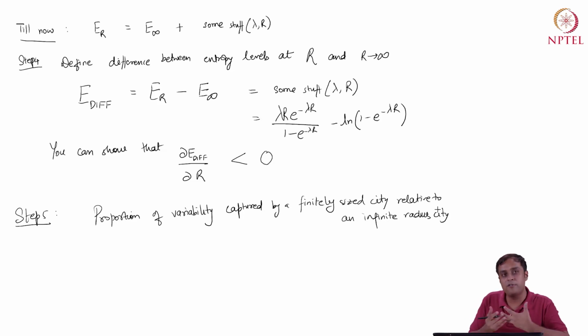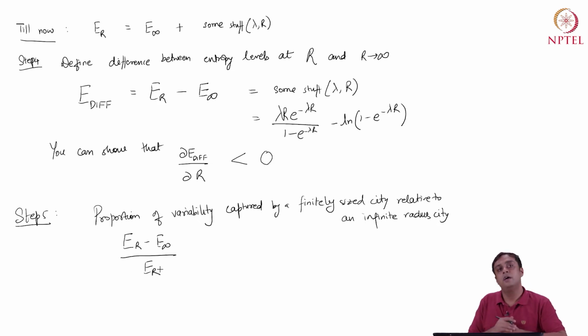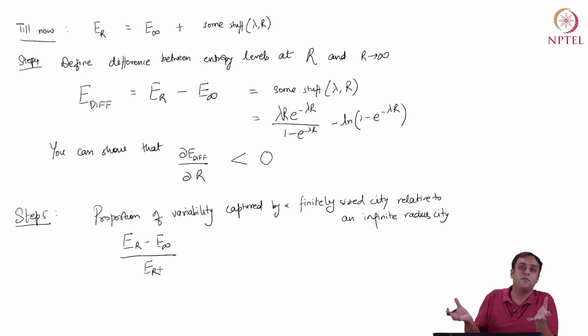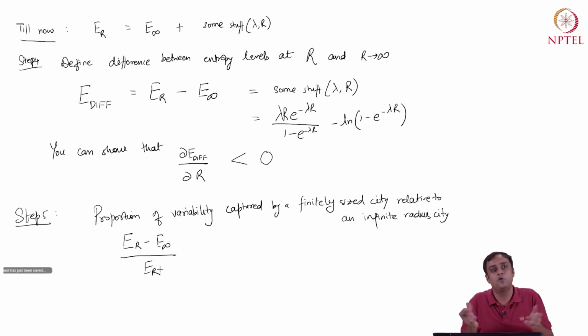So what I'm going to be interested in going forward is to figure out this proportion, ER minus E infinity divided by ER. Okay, so I'm normalizing for the level of ER. So I need to create a percentage or a proportion to be able to normalize for the level of entropy that I'm studying.